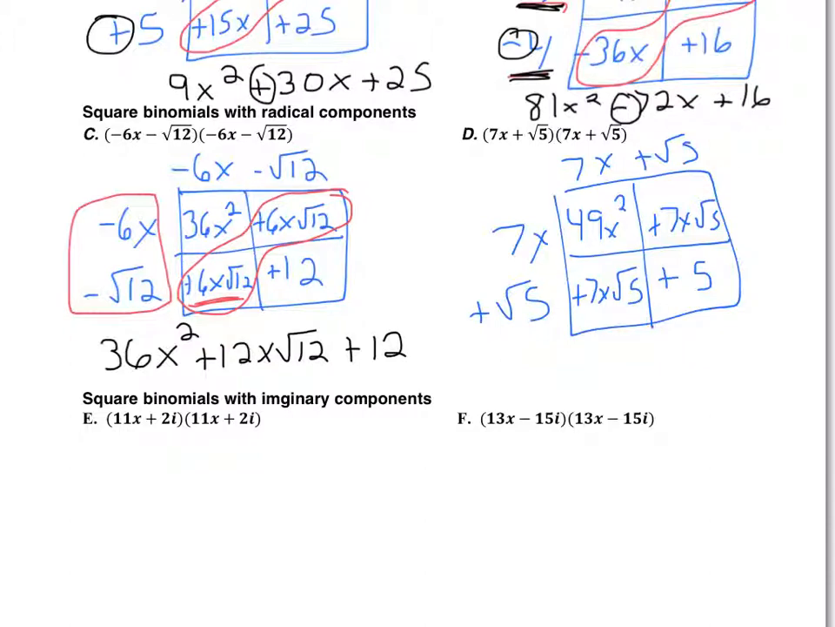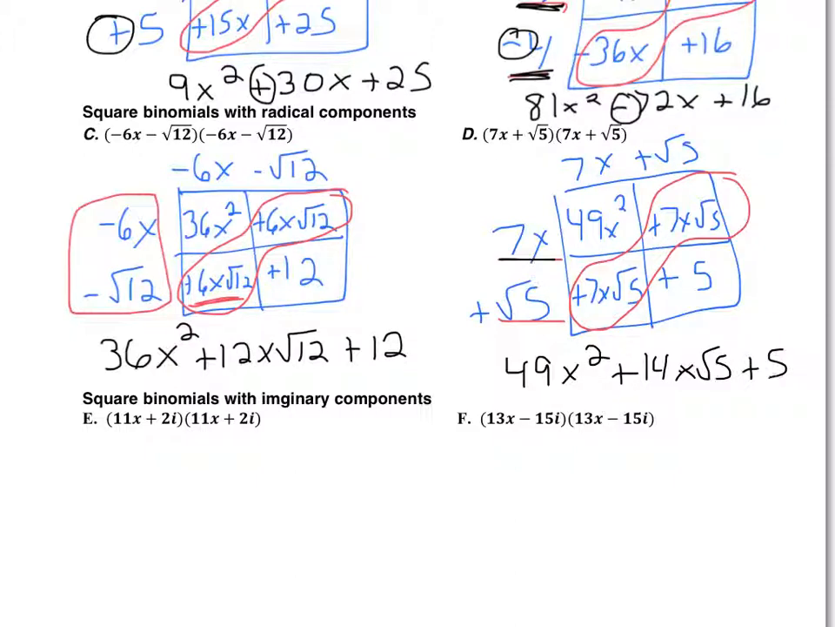So again, we notice that these are exactly the same, and it's composed of these two terms. So 7x squared is 49x squared. And if we take 7x root 5 and double it, I get 14x root 5. And then if I take positive root 5 squared, I get plus 5.